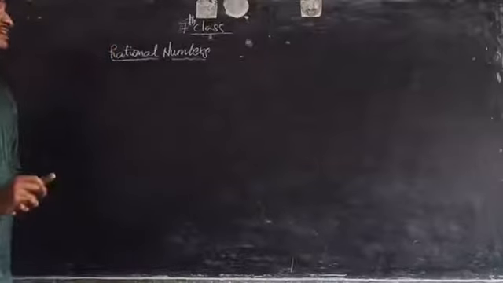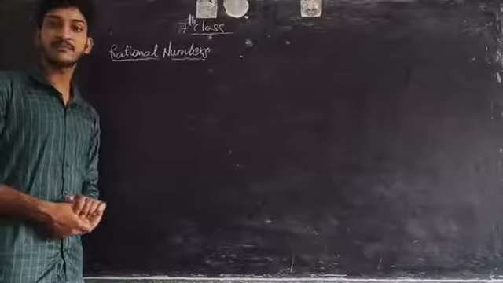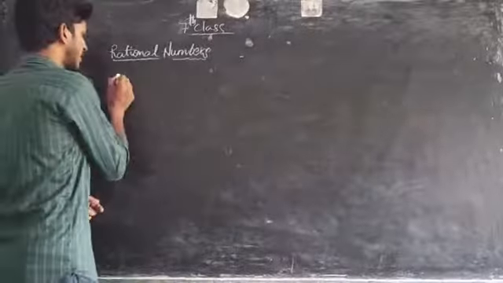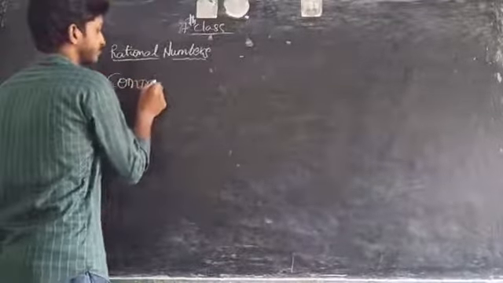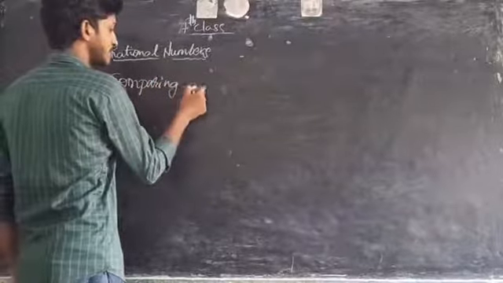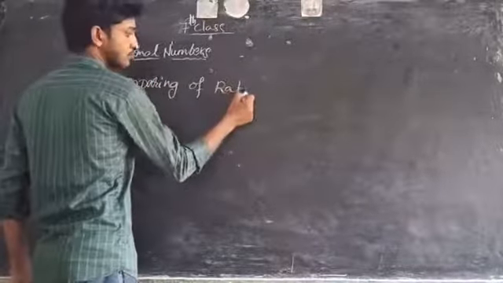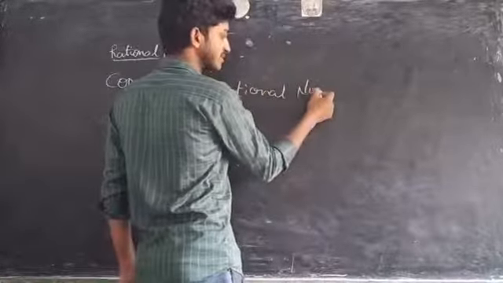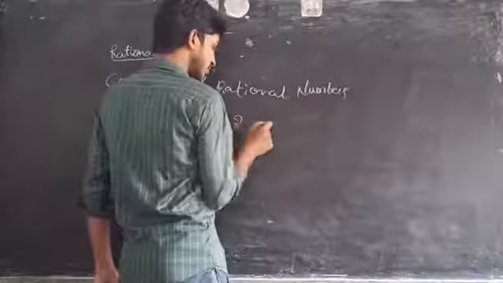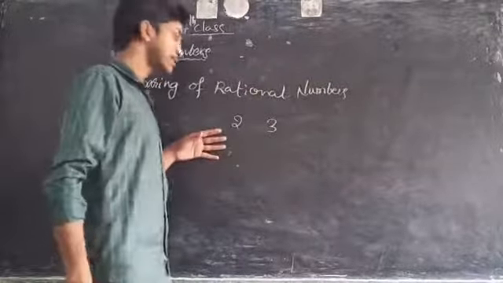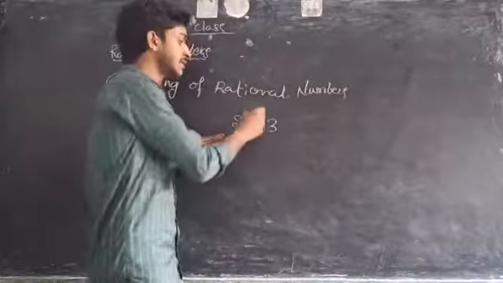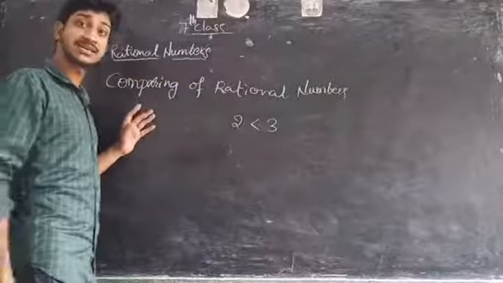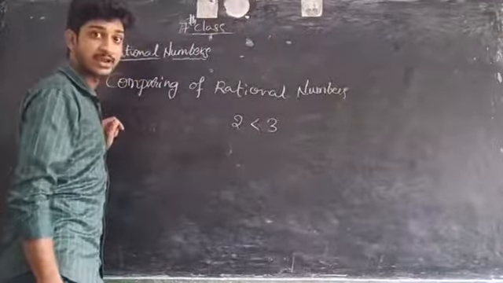Okay, children, we know what rational numbers are: the numbers which are in the form of p by q. The next topic is comparing rational numbers. How to compare two rational numbers? We know how to compare two whole numbers. We have 2 and 3, and by seeing them we can tell which number is greater. But by seeing rational numbers we can't determine which number is greater and which is smaller.